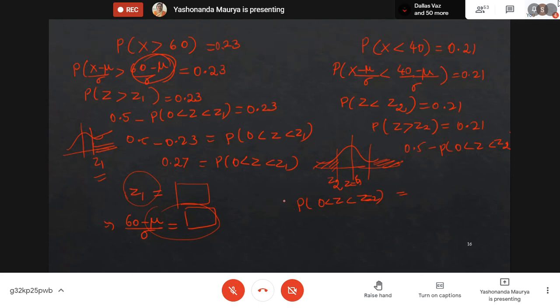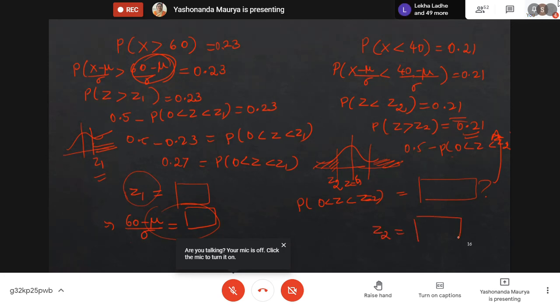0.5 into this expression is equal to this. We can find it from the table, what this value is turning out to be, and then we can substitute in this expression. So what we'll get is probability of Z2 is 0.24. So this will be now working in backward direction. We'll get this. After simplifying, we'll get the value of Z2.